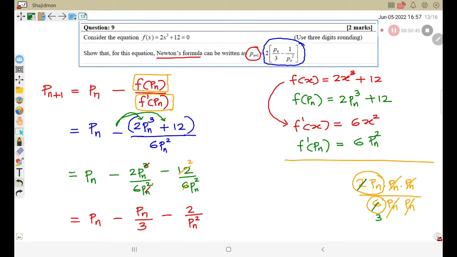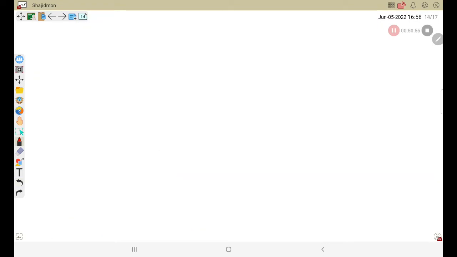First two terms, you can think about the first two terms. Which term is common in the first two? Pn is common, correct? Here also Pn is there, here also Pn is there. Take it outside. So we can write equals Pn multiply, okay?